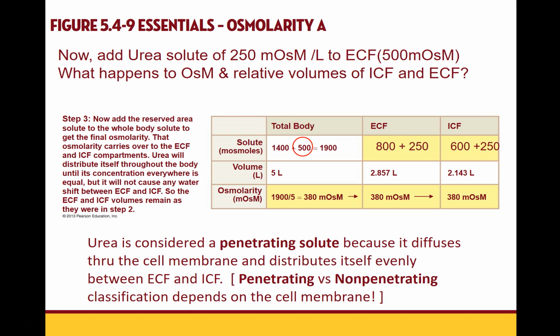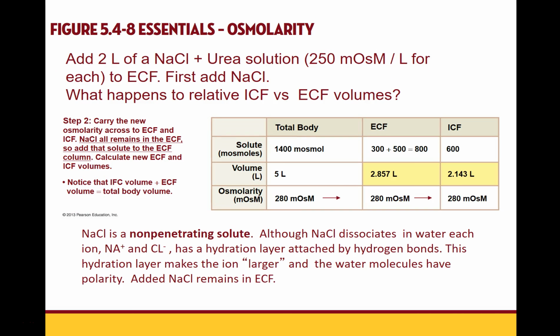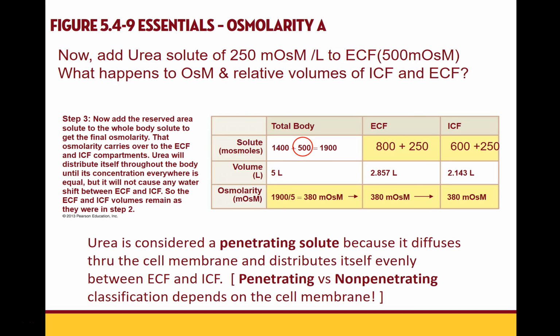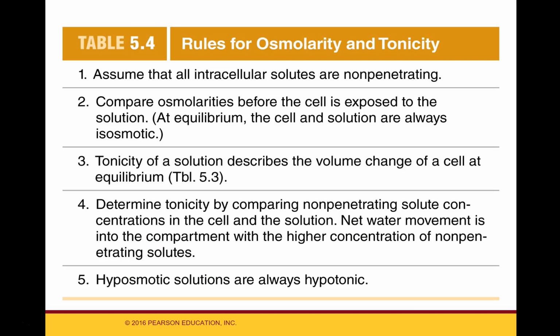If we're doing the urea, we put that in. The urea is a penetrating solution, so all of our body stuff moves, and so this number is changed. We get 250 in each of these spots instead of just 300 and just 501. It actually goes to ECF and ICF, so we balance out the 5 liters at this osmolarity because it's a penetrating solution.